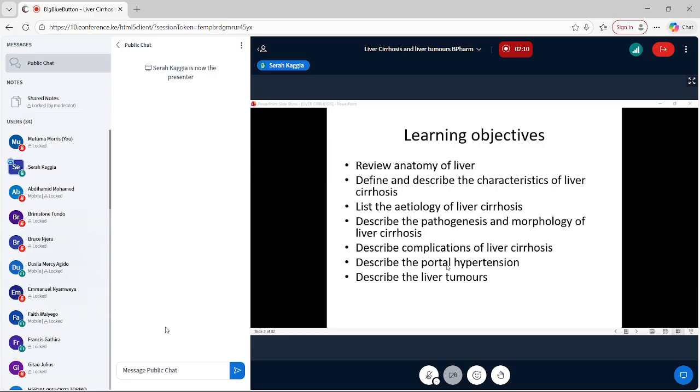Morphology, both grossly and microscopically. After that, we will look at how the patient presents and then the complications. One of the complications, remember, is portal hypertension, not systemic arterial hypertension. Then we'll describe the liver tumors briefly. So it's a long class, but I know we'll manage because most of it is just pictures describing what we see. So we start with liver cirrhosis.